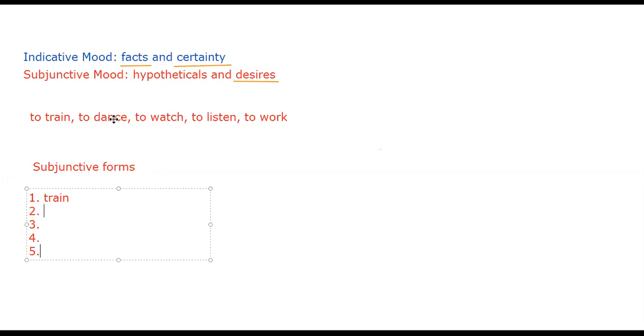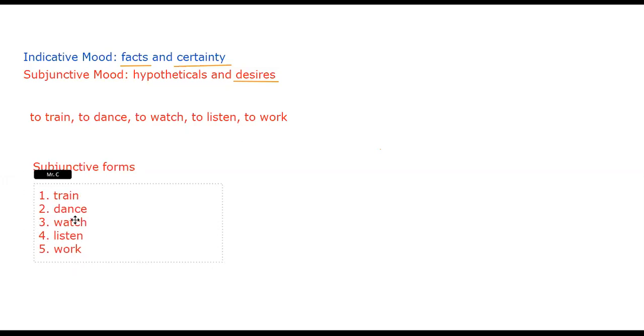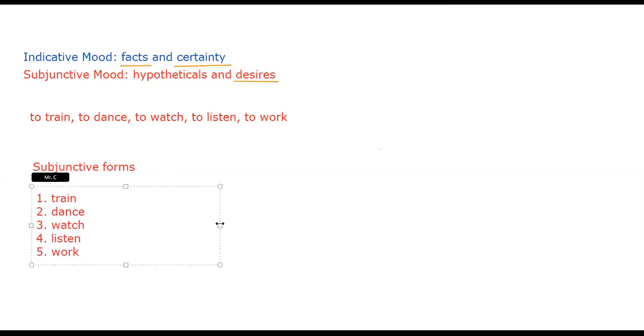So to dance, what would be, yeah. And then to watch would be watch. Yes, good. To listen would be listen, and to work would be work. Yeah, see? The subjunctive is not that hard. In English, you don't have to worry about conjugating. It's the same form as the bare form. So that's easy enough. It's not like in Spanish or French or whatever.